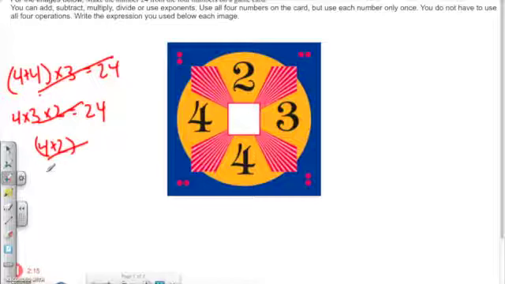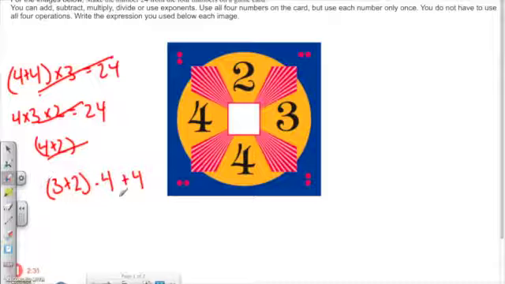Okay, got it, I think. 3 plus 2 gets me 5, right? 5 times 4 is 20. 20 plus 4 is 24.